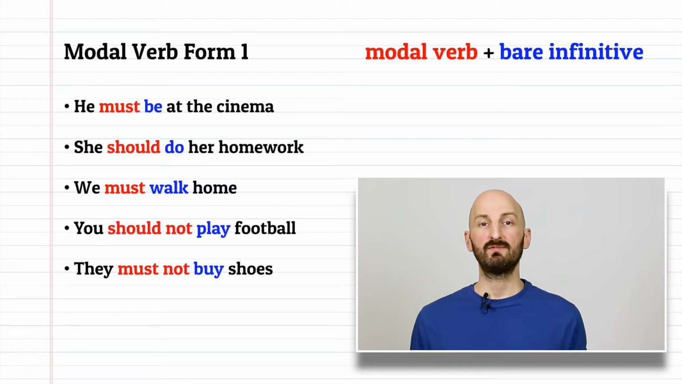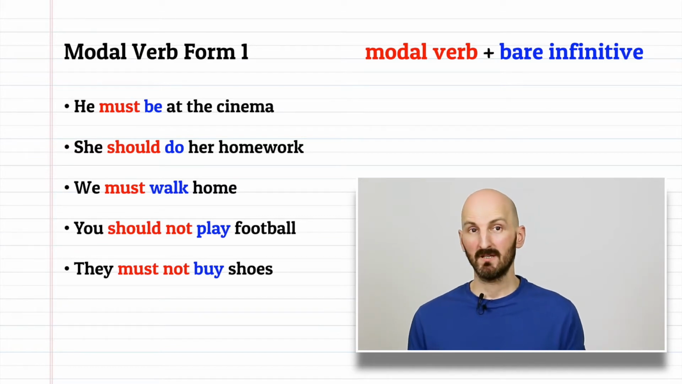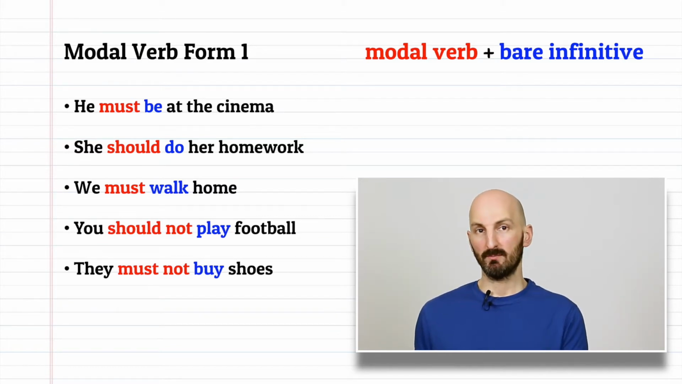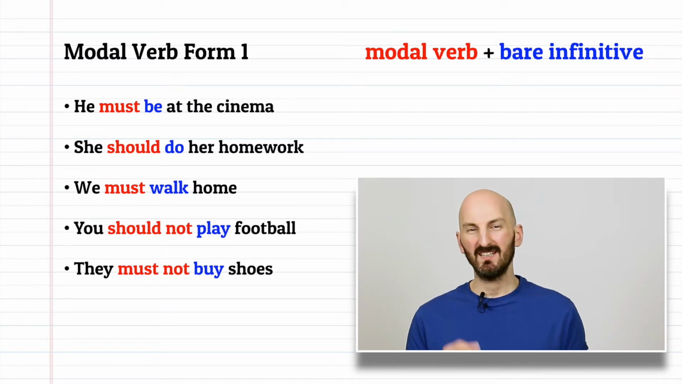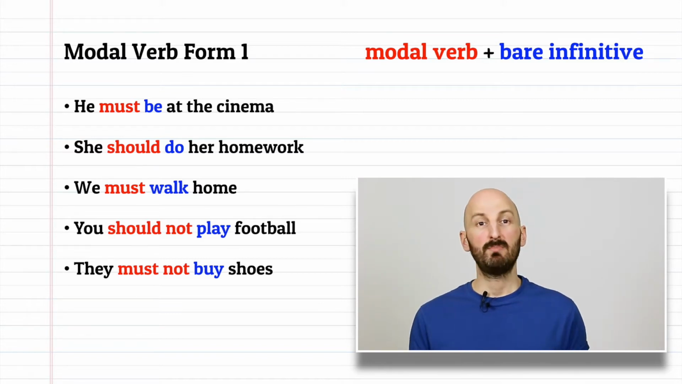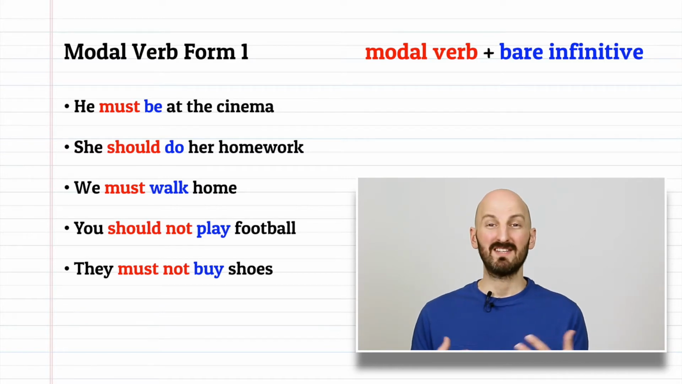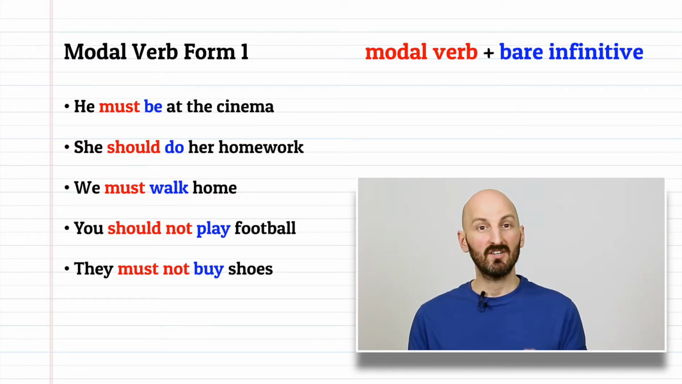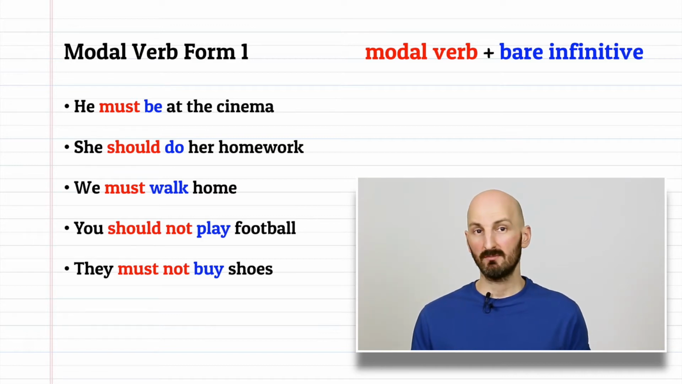Now, let's review how we form modal verbs correctly. The first form is modal verb plus bare infinitive. In the sentence, he must be at the cinema, he is the subject, must is the modal verb, be is the bare infinitive form of to be, and at the cinema is the object. The good news is this form stays the same with every subject. The other modal verb should uses the same form. I should go to the cinema, I should not eat so much cheese.